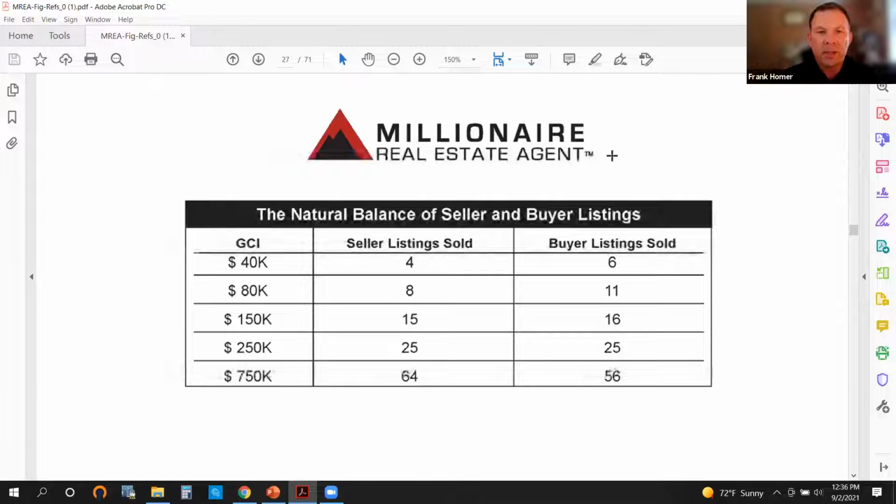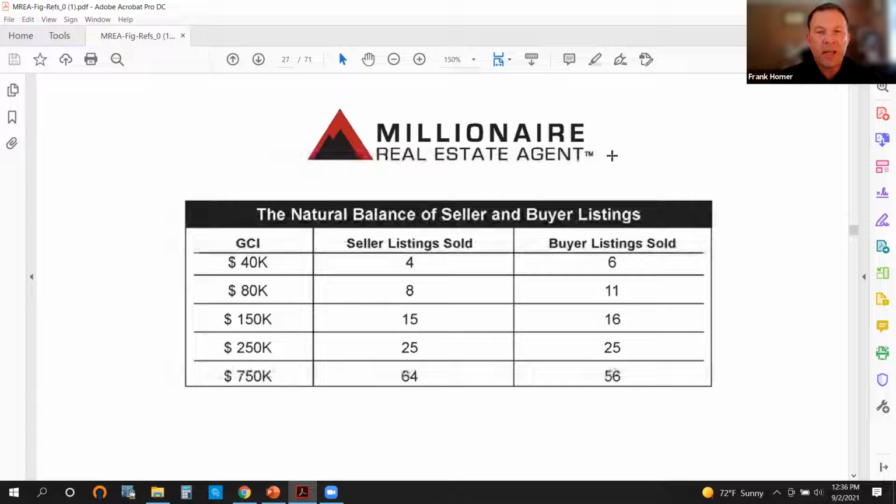At 250,000 GCI, it's a really nice target to aim for. If you could target 20 to 25 listings per year, you could close the equivalent buyer sides. So the idea is to create a lead generation system that could produce 25 listings. So it's 2 a month, right?